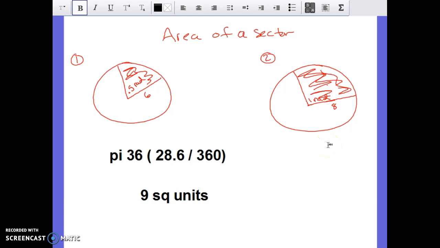Okay, last one for area. If I have a radius of 8, so that's 8 squared, 1 radian is 57.3 degrees divided by 360. And just type it all in the calculator.